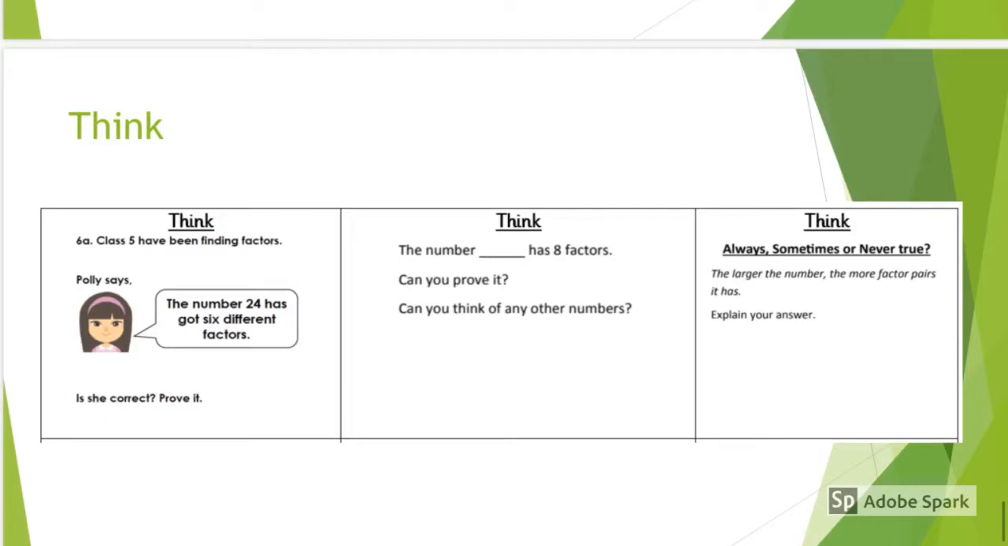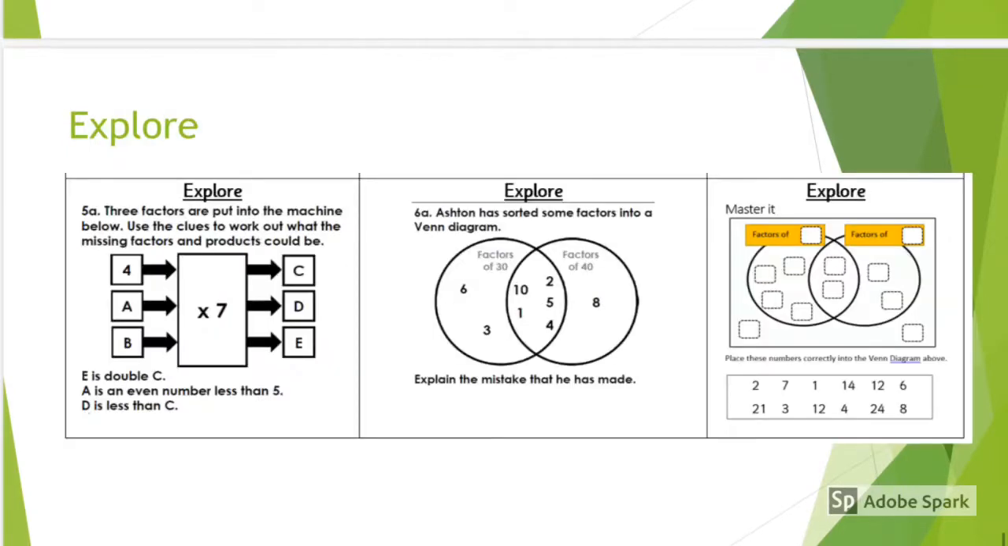And the think part of the lesson is still only looking at that one skill, so this time factors, but they might be asked to look for mistakes in other children's work or prove how something could be true. Always, sometimes, never questions. So they're problem solving questions, but just around that one key skill. Then, once children have mastered that fluency at a think level of being able to explain and justify and reason with that skill, we move on to explore.